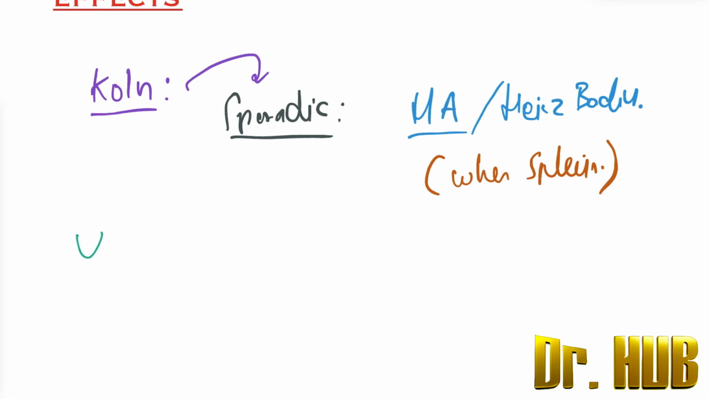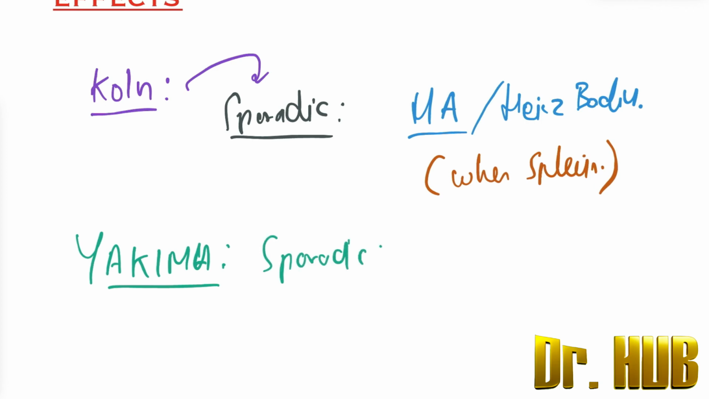Then we look at the Yakima. What about Yakima? Yakima is sporadic, and this involves a polycythemia.